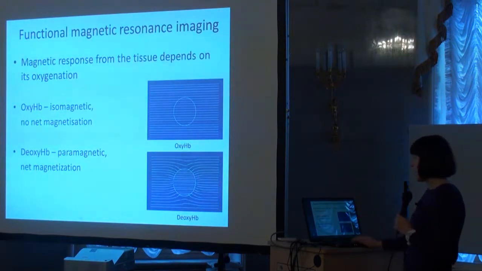The difference between oxygenated hemoglobin and deoxygenated hemoglobin is very simple. Oxygenated hemoglobin is isomagnetic, so it produces no net magnetization. So if you put oxygenated hemoglobin in a magnetic field, it will not disturb it. In contrast, deoxygenated hemoglobin is paramagnetic and it produces net magnetization. This is why if you put deoxygenated hemoglobin in a magnetic field, it will strongly disturb it. And the more deoxygenated hemoglobin the blood contains, the more disturbed the magnetic field is.